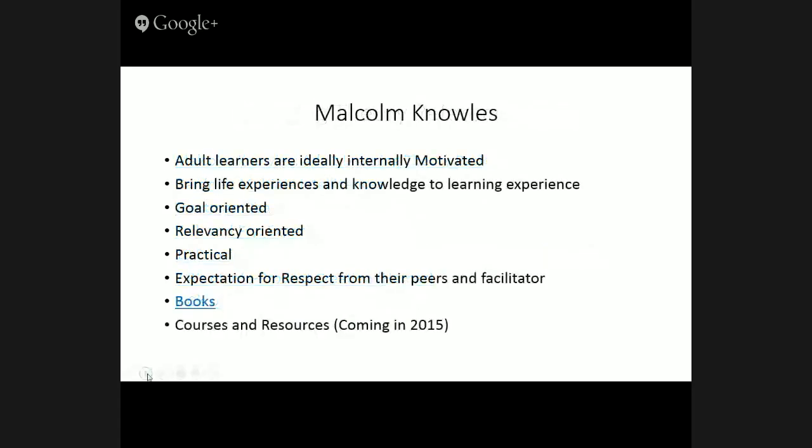Okay. Let's talk a little bit about Malcolm Knowles. Now, Malcolm Knowles says that adult learners are ideally internally motivated, and most of the people that are going to buy your courses are going to be internally motivated in some way. And what you want to do, if you can, is to acknowledge their life experience. In other words, you don't want to make it so that you are going to be their sole source of knowledge, right? You want to make sure that you affirm their journey.